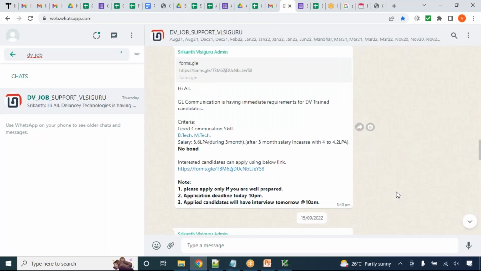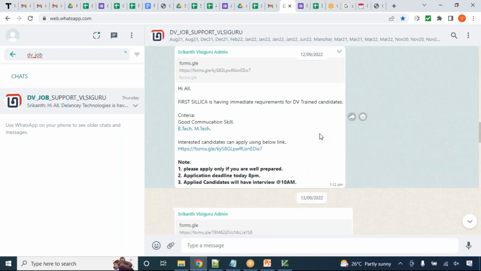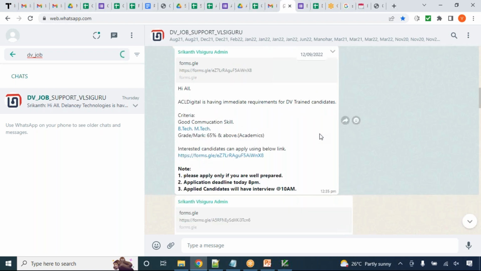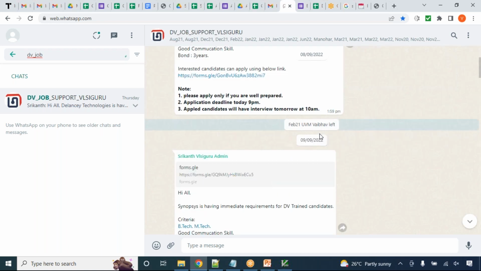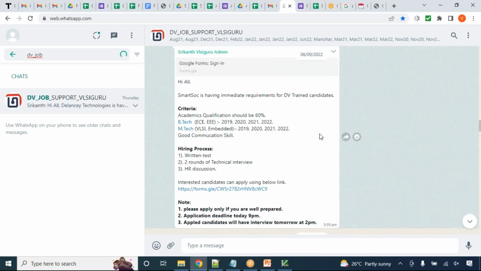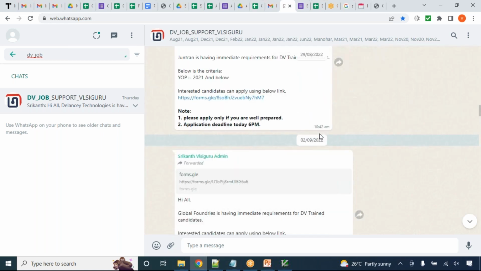So in summary, there is an advantage. One advantage you have is that the batch strength will be smaller, 25 to 30, not going to be hundreds. So every opportunity that goes to other places also comes here. Like see, this came on 15th. Another opportunity came on 12th September. One more opportunity came on 12th September. One more on 9th September. One more on 8th September. So in a month itself, we had almost 10 to 12 opportunities.